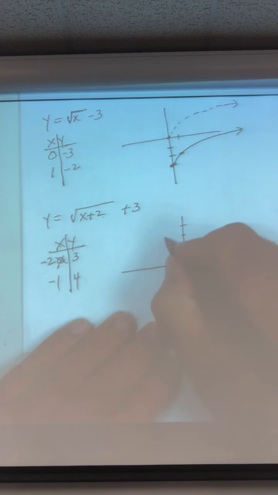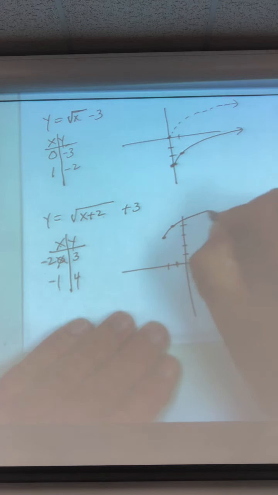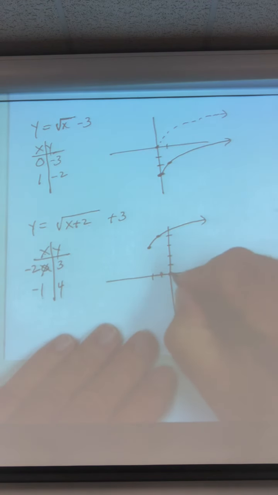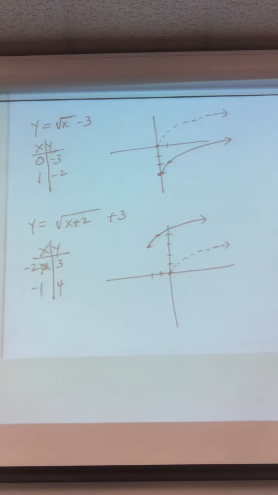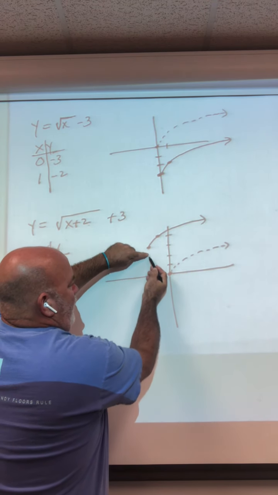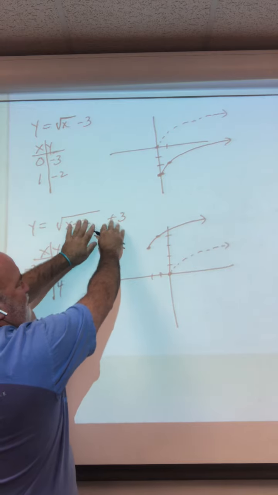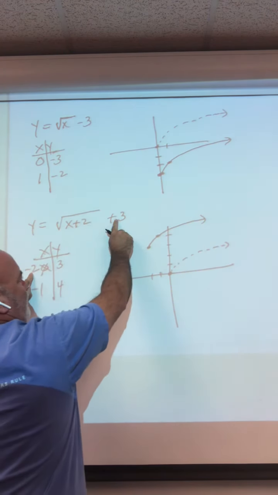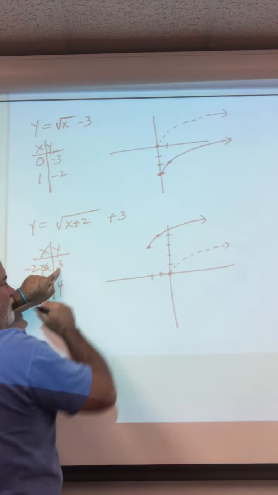Negative 2, 3 is here. Negative 1, 4 is there. And there's the shape. Now, let me draw the parent function back in. Is it the same shape? Yes, it's the exact same shape, but this point is shifted 2 to the left and 3 up, which I could tell you by looking at this. Take the opposite of this, that's negative 2, and then that's going to be up that many.